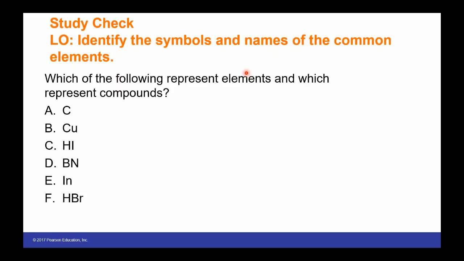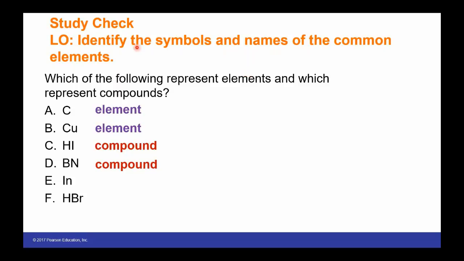Okay, C represents what? It's an element, the element carbon. What about Cu? Cu is also an element. It's a representative of copper. What about capital H, capital I? It's a compound. Remember, I said that if you see 2 capital letters next to each other in a symbol, then you know that it's a compound. How about capital B, capital N? It's also a compound.